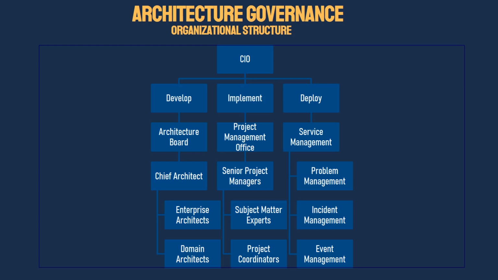The implement key area might be assisted by a project management office. In turn, the project management office has the help and support of senior project managers, subject matter experts, and project coordinators. The deploy area might be assisted by the service management team. The service management team has multiple functions and groupings of problem managers, incident managers, and event management systems and tools to assist them. Each of these areas interacts with the enterprise continuum.